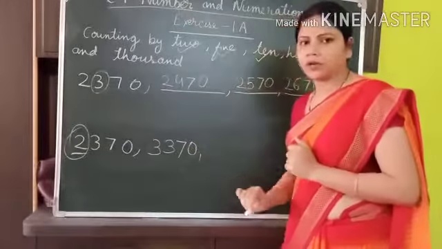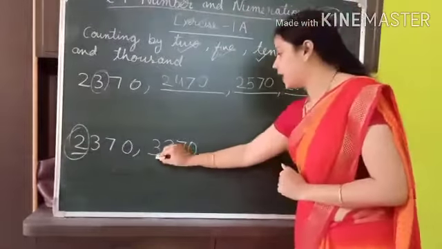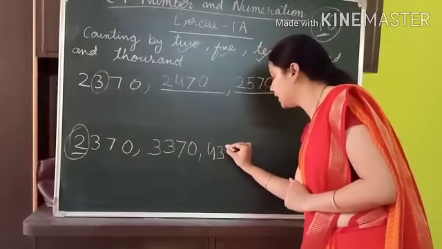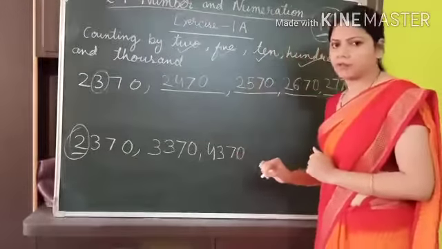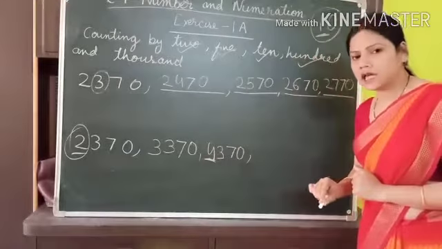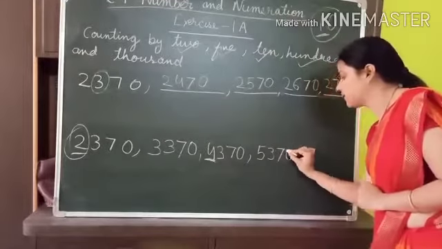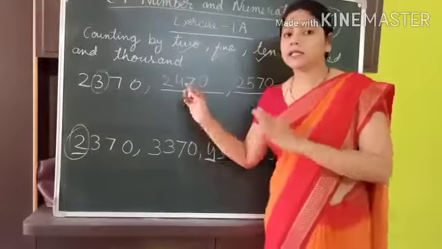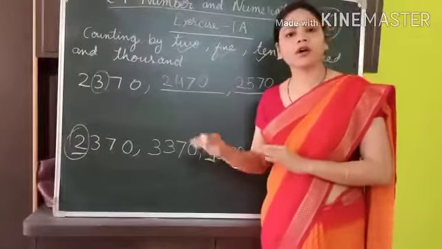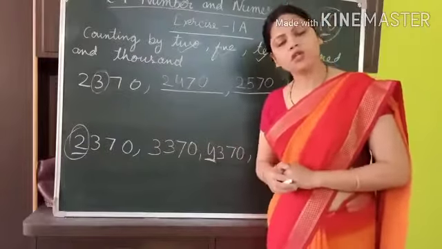3370. Okay. These number we have to write as it is. Now this 3 plus 1. 4370. Okay. Plus 1 at the place of 1000. 5370. So, I hope this is very much clear to you. Now, I am going to give you a question according to these. You have to write it in your copy and you have to solve this.